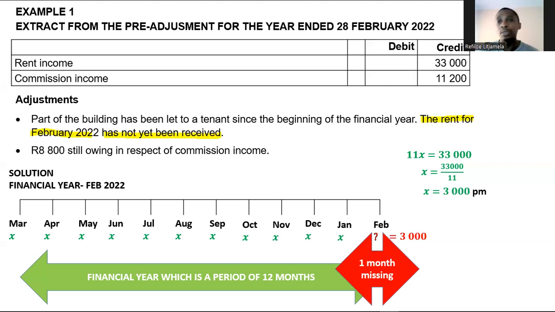Now, how do we record this? We will start by recording it in the book of first entry, which in this case will be the general journal. Because it's missing, it is owed to us. It doesn't qualify to be recorded in the CRJ. CRJ is about money received. We did not receive that rental amount, which is missing for Feb.